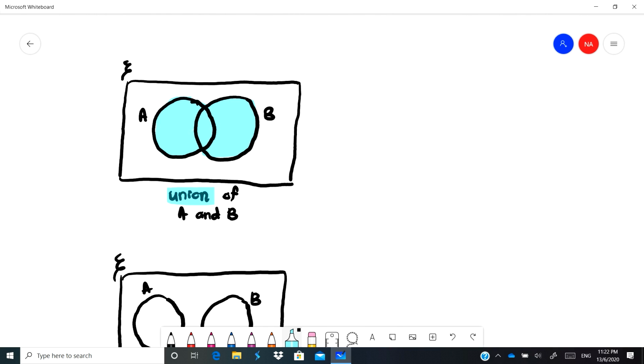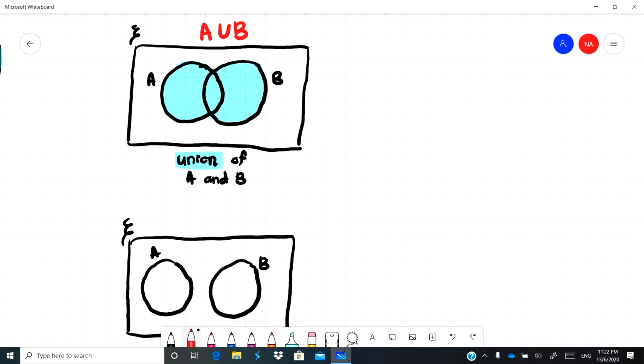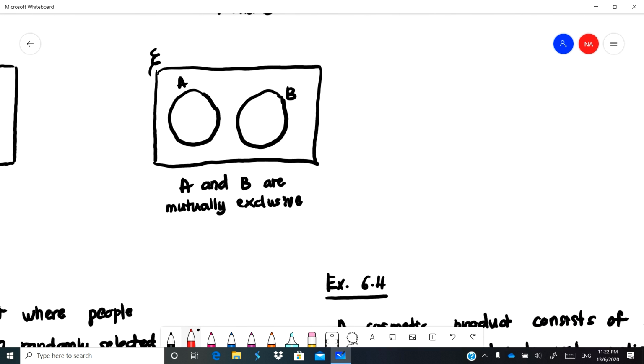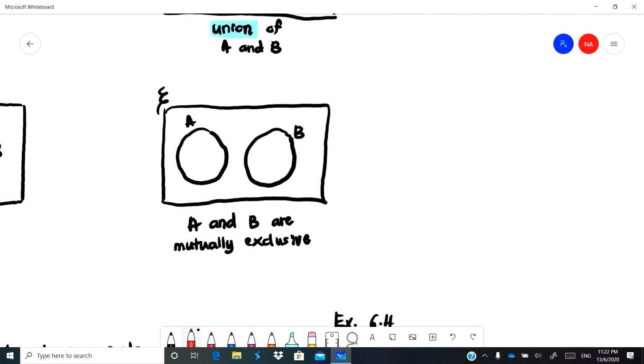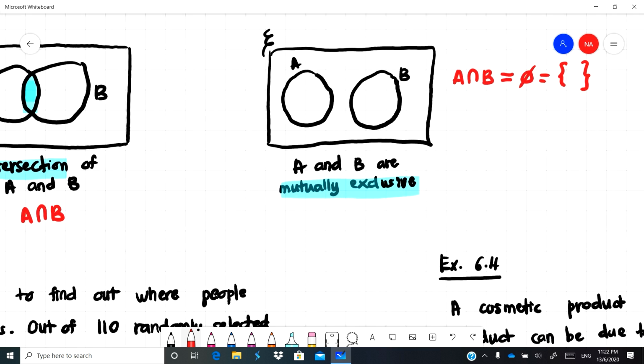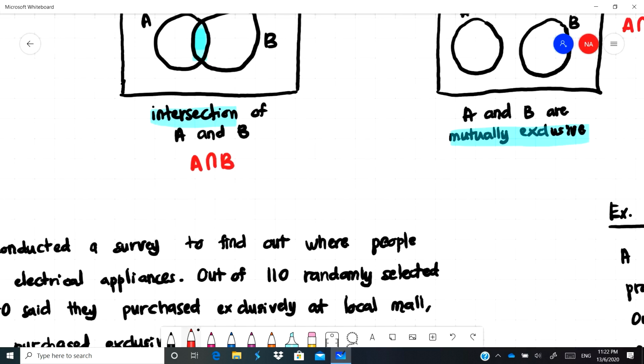So something like this. This is union, labeled by A union with B. The union symbol is U. A union with B, where if A and B are mutually exclusive, so please take note of the words mutually exclusive, that means there is no intersection between A and B. Meaning when we have A intersect with B, it will be a null set, meaning that it has no element inside it. There is nothing inside it. All right, so that is the concept of the Venn diagram that will be used a lot.